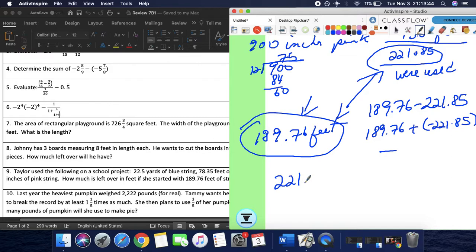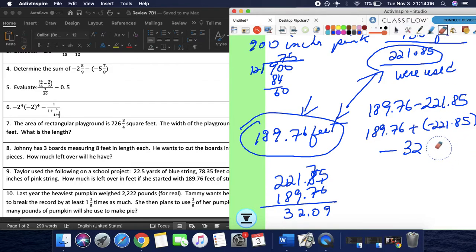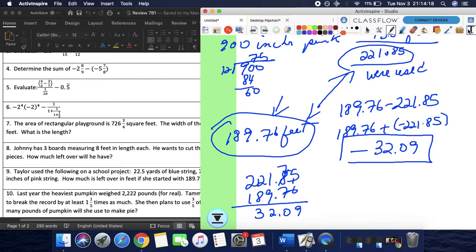So 221.85 minus 189.76. Let's subtract. 15 minus 6 is 9, 0, 11 minus 9 is 2, 11 minus 8 is 3, so negative 32.09. So 32.09 yardage, right, because she had to borrow from a source to complete whatever it is that she's making. Okay.